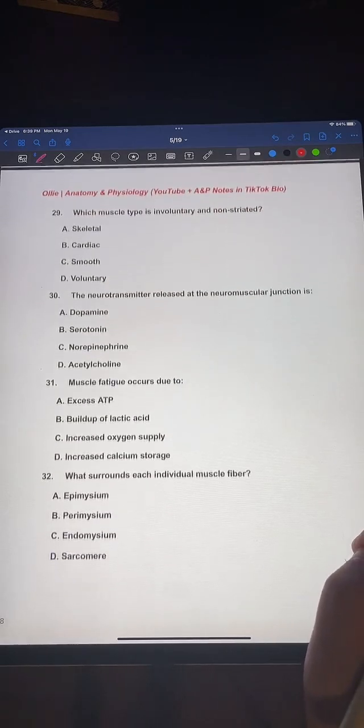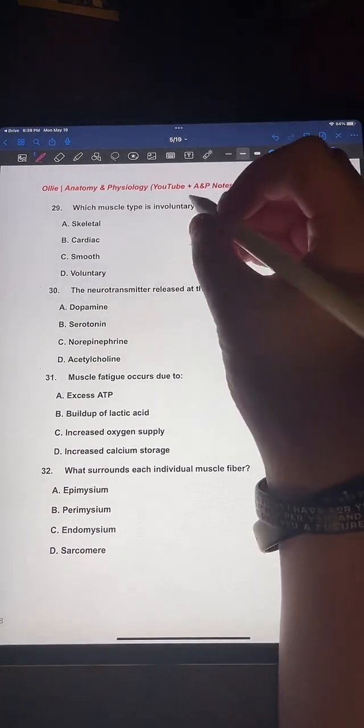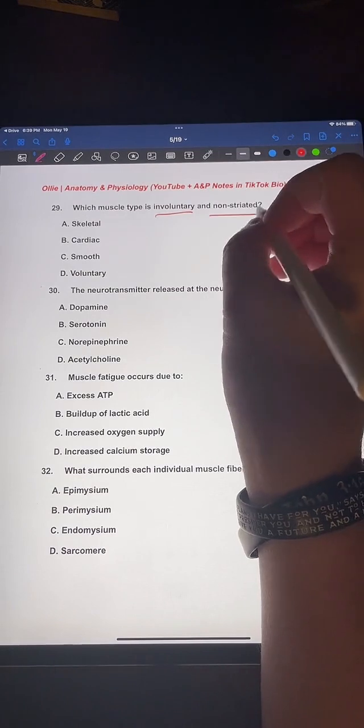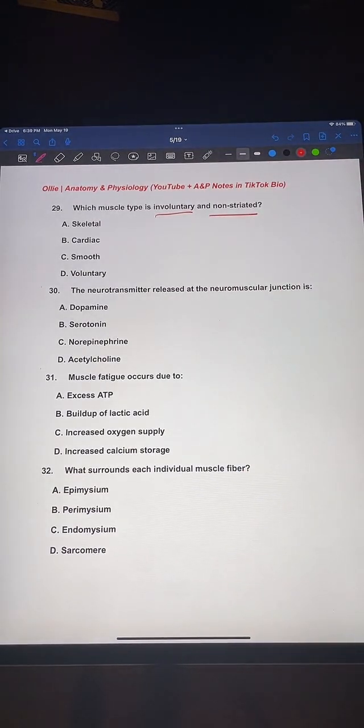Let's move on to number 29. Which muscle type is involuntary and non-striated, meaning it's not banded?